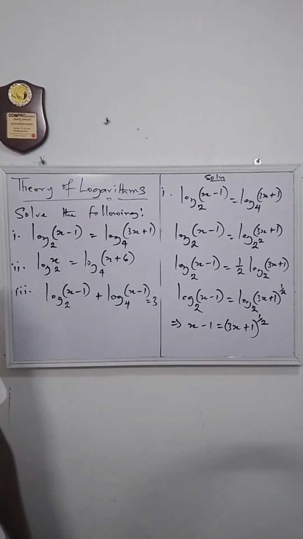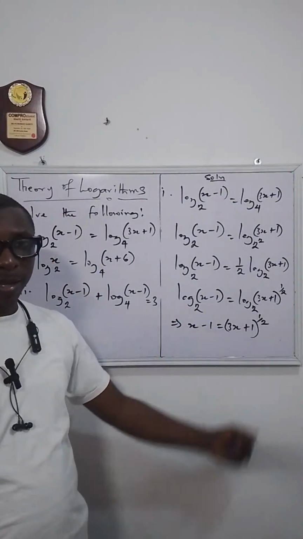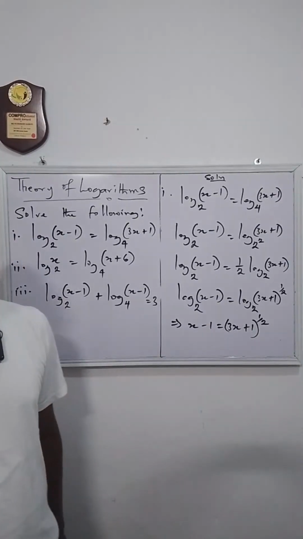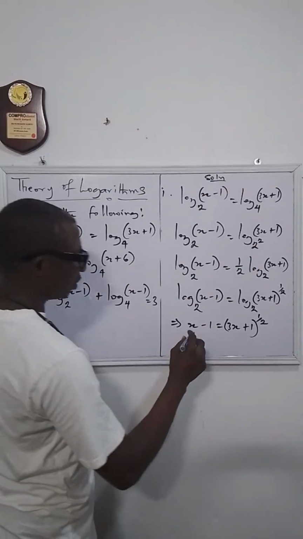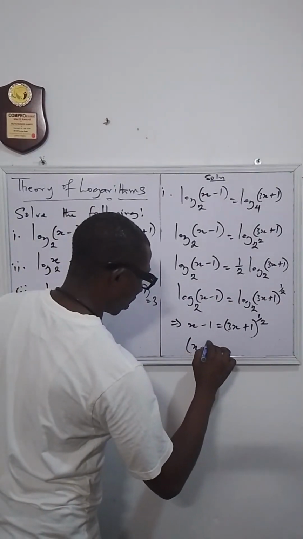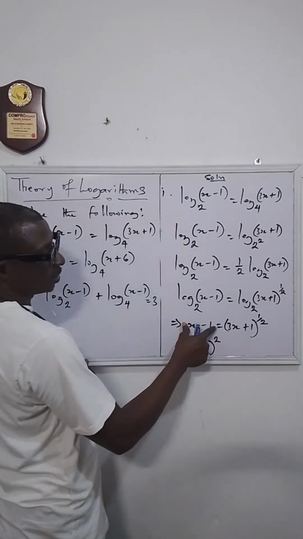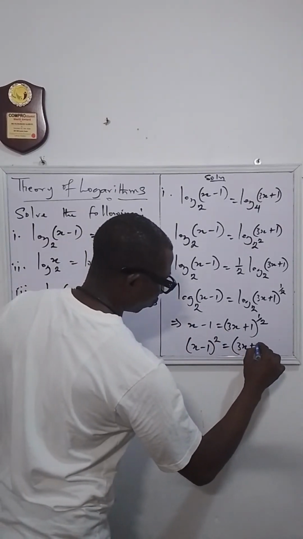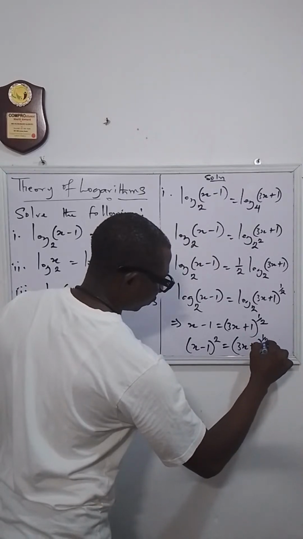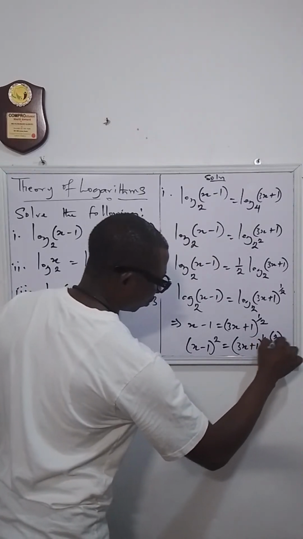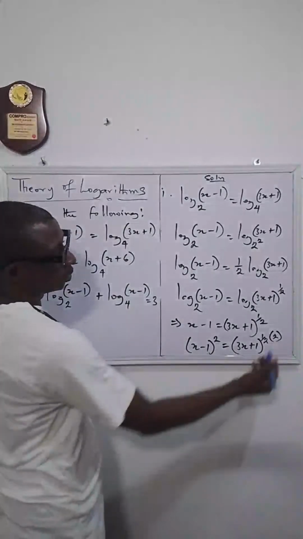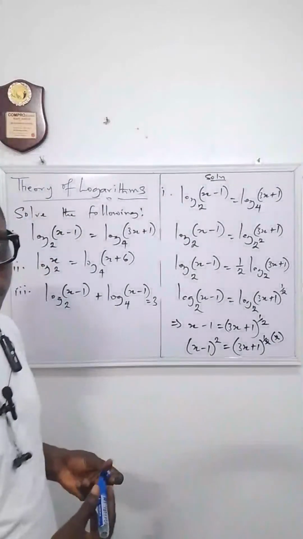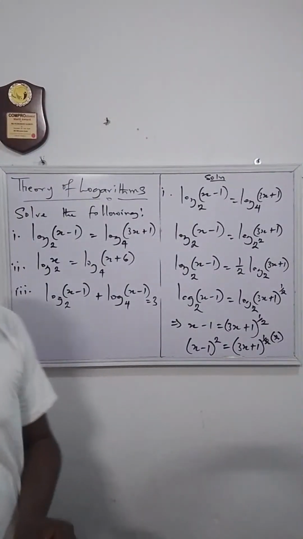Okay, so what do we do from here? The next thing is to take the square of both sides. So you have x minus 1 squared, and you also square this side, equals 3x plus 1 raised to the power of 1 over 2. If you square that, it's going to have 2 here. So now these two will cancel.